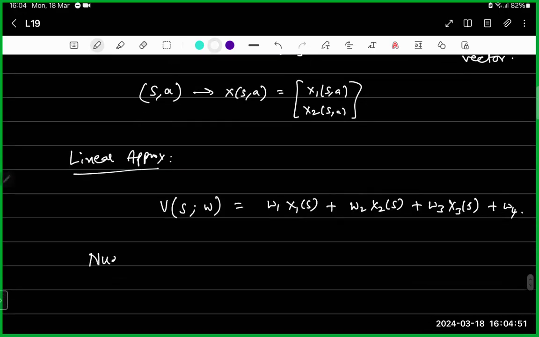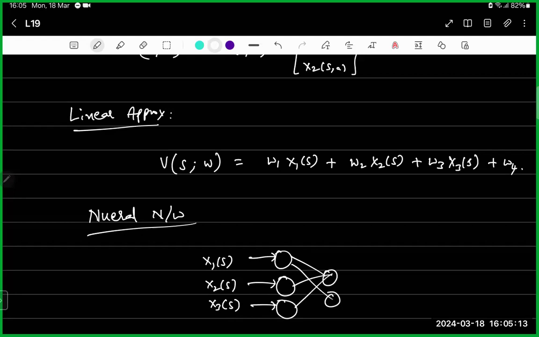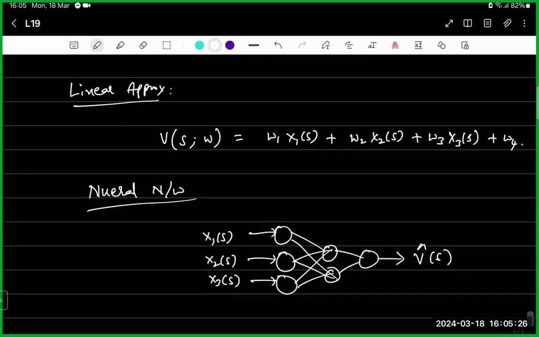Or you can use a neural network for approximating the value function. If you use a neural network, it will look like this. You just pass these features of the state as input to the neural network, and let's say you have some neural network like this, and it will just give you the estimate of the value. So your inputs will be the features of the state, and your output will be the estimate of your value function. Okay, so if you want to learn a Q function, what should we do?